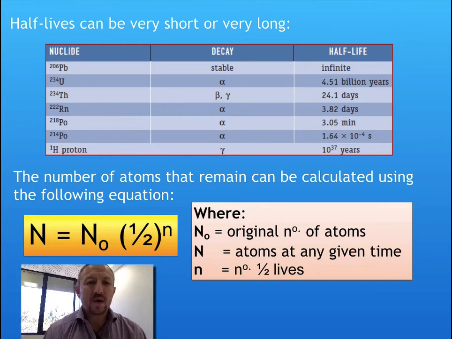Now the algorithm that we use is N equals N0 brackets half to the n, where N0 is the original number of atoms, N is the atoms at any given time, and subscript n is the number of half-lives which are generated.